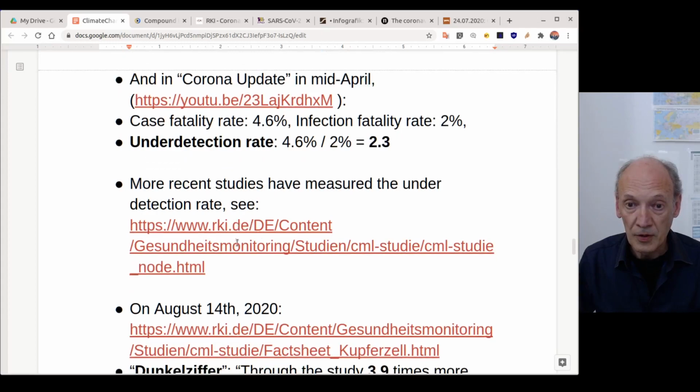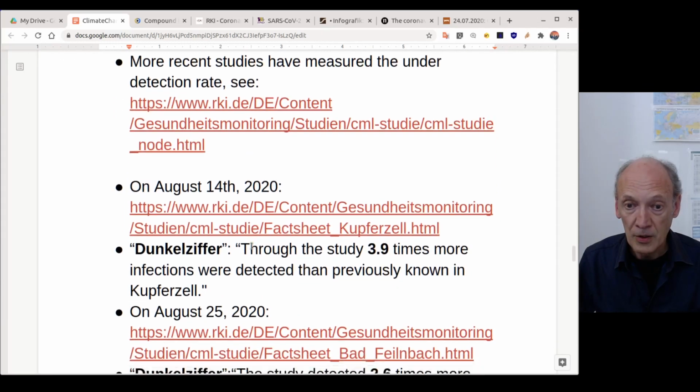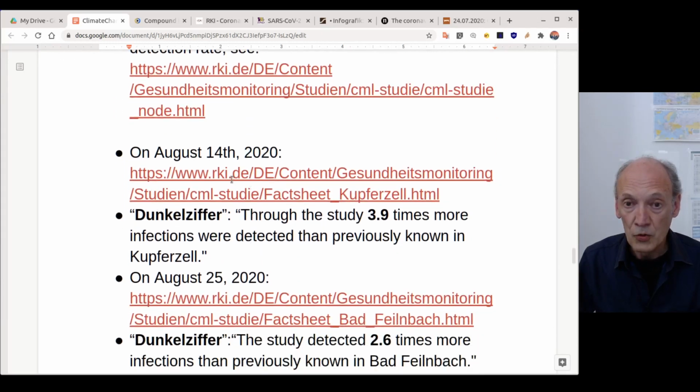Right. And interestingly, recently there were some studies done which actually measure this under-detection rate. Here you can see the study. And here you have 2 places, 2 towns where they did this study, where they basically tested everybody in those towns, Kupferzell and Bad Feilenbach. And they found in Kupferzell, what they call Dunkelziffer, which is this under-detection rate, of 3.9. And in Bad Feilenbach they found 2.6.